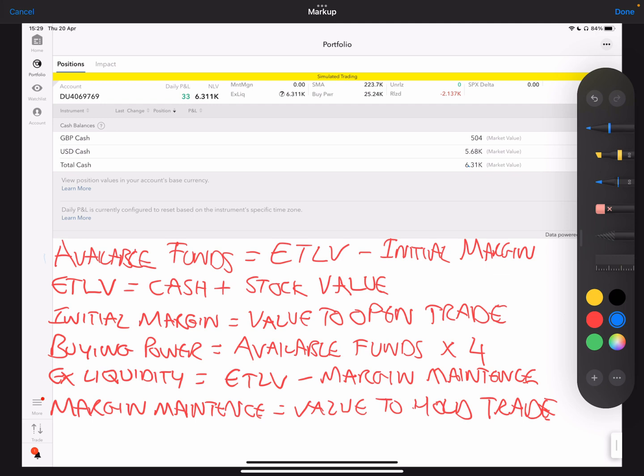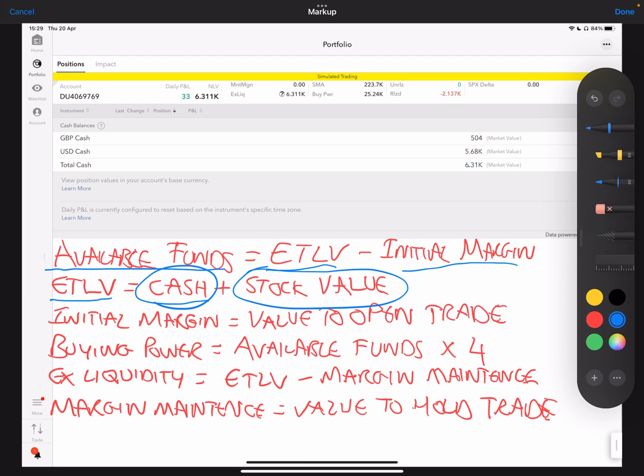So the first thing you need to understand is available funds, and the calculation of available funds is equity to loan value minus your initial margin. Now you might be thinking, what is equity to loan value and initial margin? Funny you should say that. If you've already looked at this, you can tell I've got the definitions. Again, I apologize in advance for my writing abilities on my iPad. Equity to loan value is your current cash in your account plus the stock value of your brokerage account.